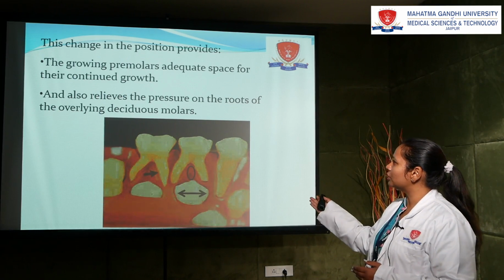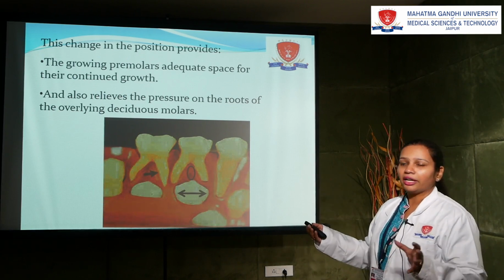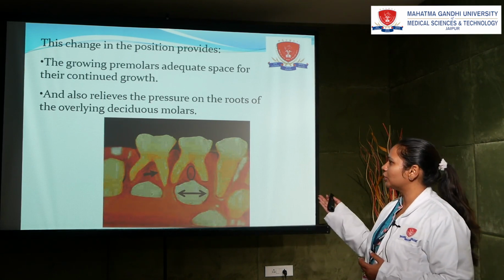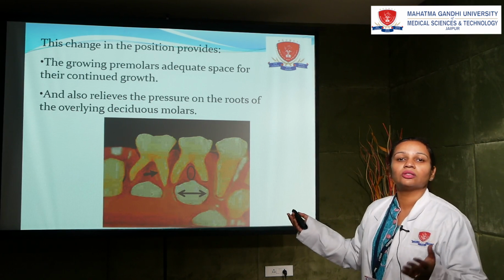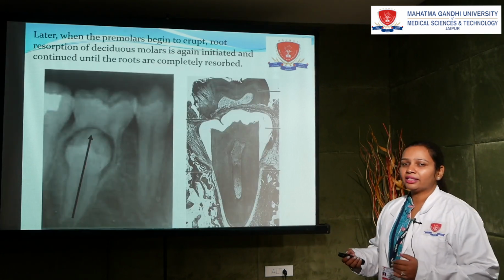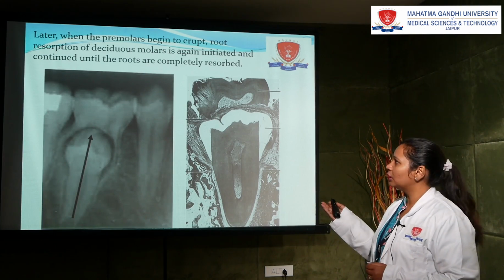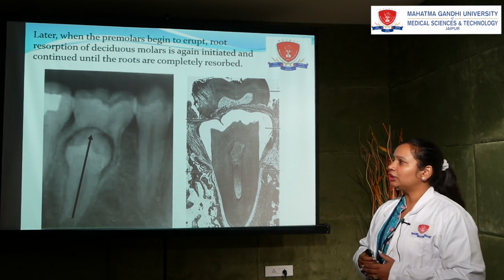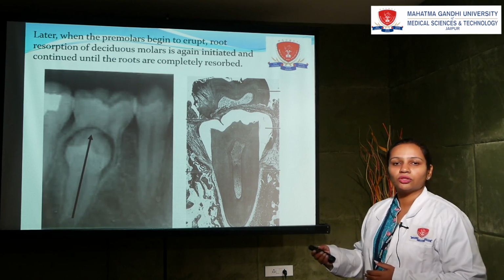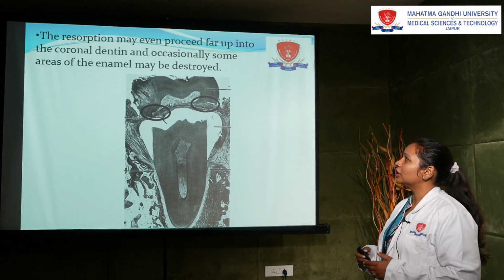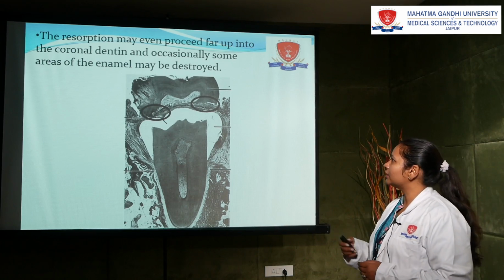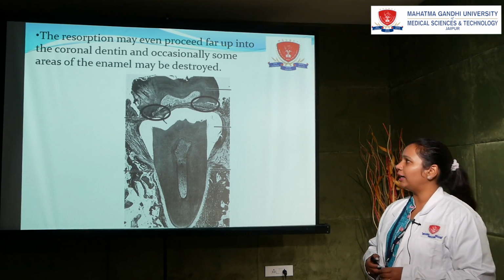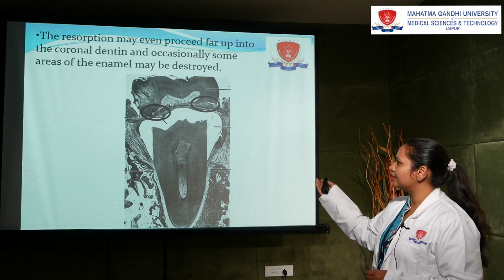And this change in position provides the growing premolars adequate space for their continued growth, and also relieves the pressure on the roots of the overlying deciduous molars. Later, when the premolars begin to erupt, root resorption of the deciduous molars is again initiated and continues until the roots are completely resorbed. The resorption may even proceed far up to the coronal dentine, and occasionally some areas of the enamel may be destroyed, as seen in the picture.